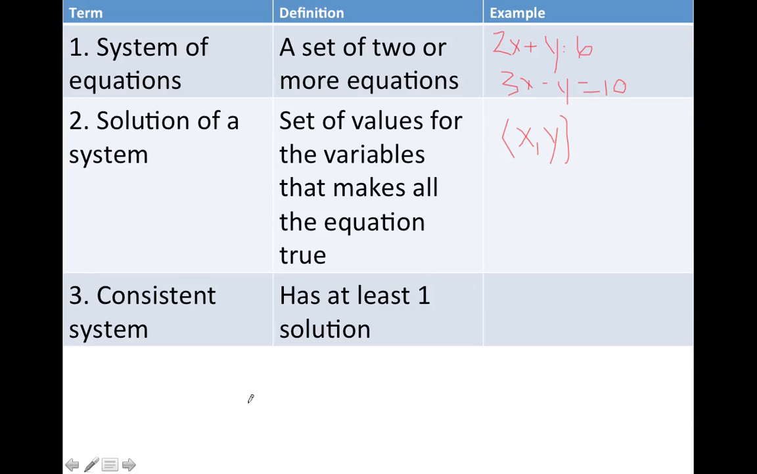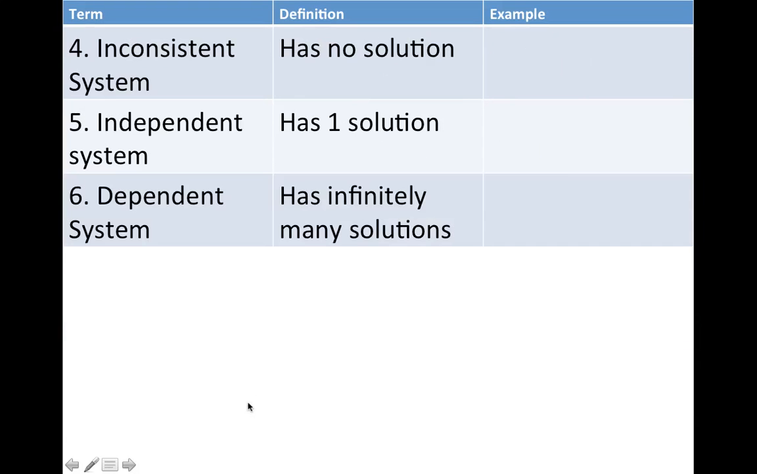Our next vocab word is consistent system. It means it has at least one solution. Then moving on to our others, we have inconsistent system, which has no solution. Independent has one solution, and dependent has infinitely many solutions. To be dependent and have infinitely many, that means we'll have the same line, meaning same slope, same y-intercept.